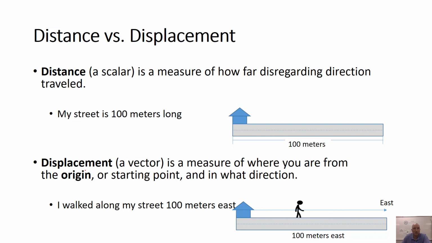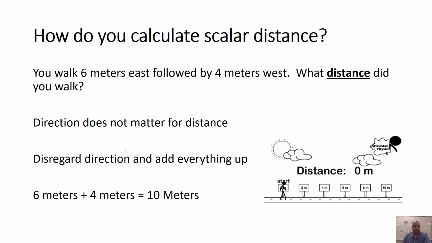But displacement, you're going to be going in a direction. So if this person in this picture is displacing themselves by 100 meters in an eastward direction. I walked along my street 100 meters east. You've got that direction here. It's just distance because it doesn't have a direction to it.